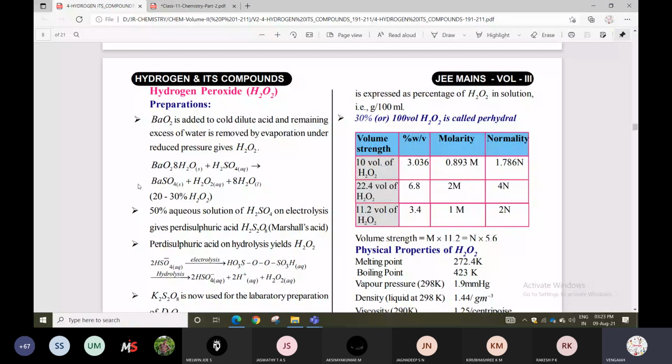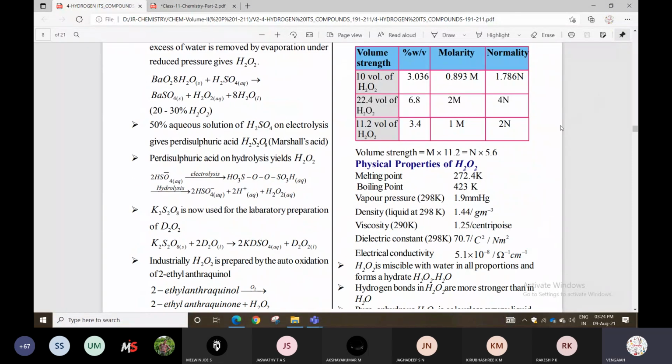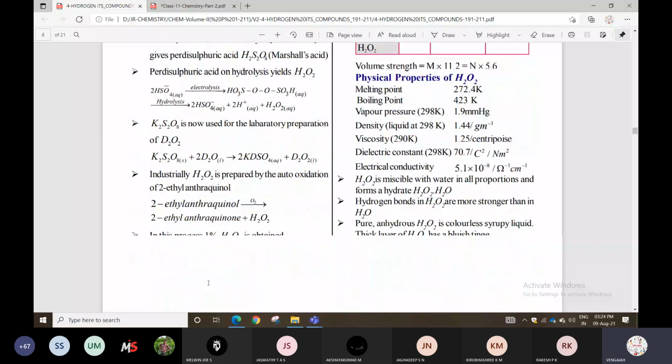Next, K2S2O8 is now used for the laboratory preparation of D2O2, deuterium peroxide, like hydrogen peroxide also. Industrially, H2O2 is prepared by the auto-oxidation of 2-ethyl anthraquinone, which is an organic compound. In presence of oxidation you can get hydrogen peroxide. This is auto-oxidation. Again, by reduction you can get the same compound. In this process, only 1% of H2O2 is obtained.